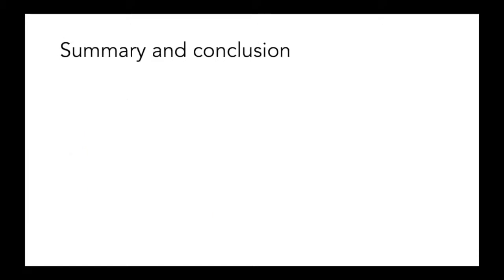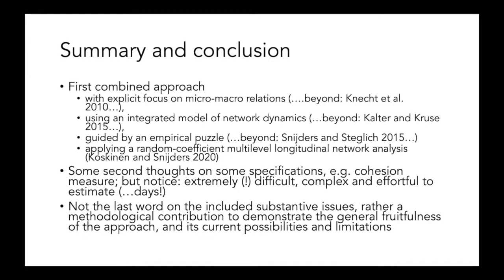And that's the general logic, and that is also something which leads me to the summary and the conclusion. First, what I think is important to stress is that this is a methodological contribution, mainly by Tom, where we combine in this paper several strands that have all been done before, but not in this combination. There have been studies by Knecht which were very sophisticated but did not focus on micro-macro relations explicitly. Hanno and I did a study in 2015 which doesn't really use an integrated model of network analysis. Other papers, by Snyder and Stiglitz, are very abstract and not really guided by empirical questions. And finally we have this random coefficient contribution of Tom, which is the methodological side.